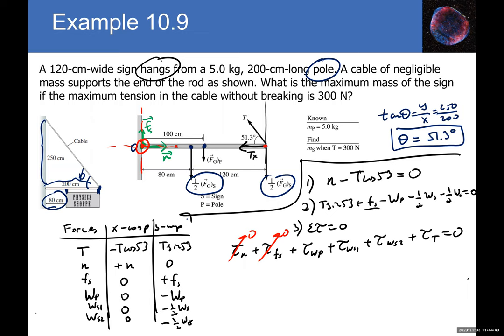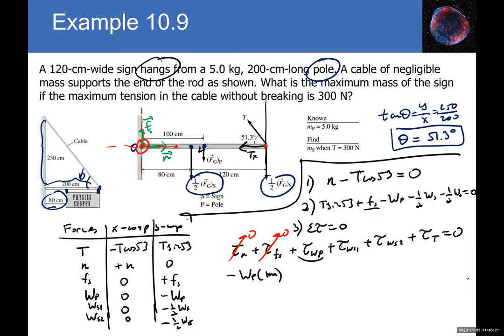Taking the wall as the axis of rotation, the torque due to the weight of the pole is the weight of the pole times the distance dp, which is the position where gravity acts on the pole, 100 centimeters or 1 meter. It's perpendicular, so sine is 90 degrees. And this gives me negative torque because it makes the system go clockwise. So it's negative torque.